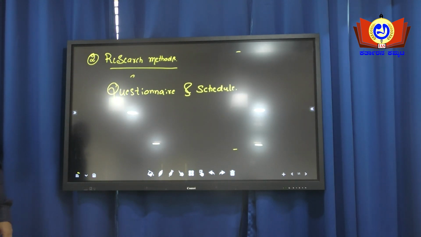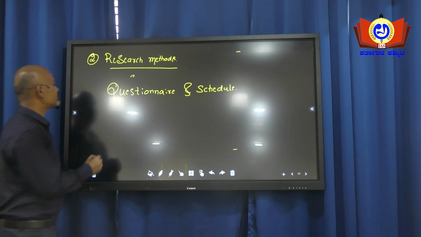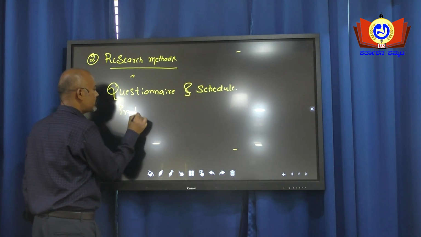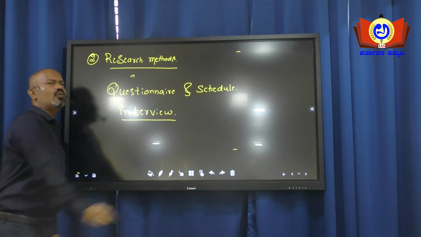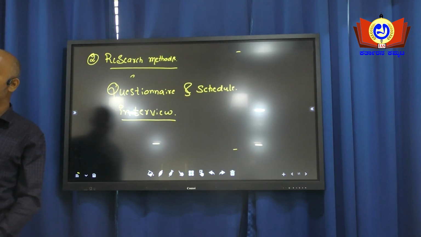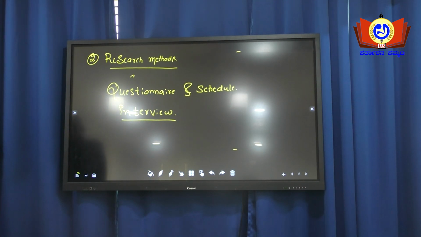The next is interview. No need to tell too much about this one. You people know this, and in class we'll discuss in detail. How the interview is conducted, what steps should be involved in an interview, whether it is a structured interview or an unstructured interview. You know the difference between structured and unstructured interview? In interviews, two types are there majorly.